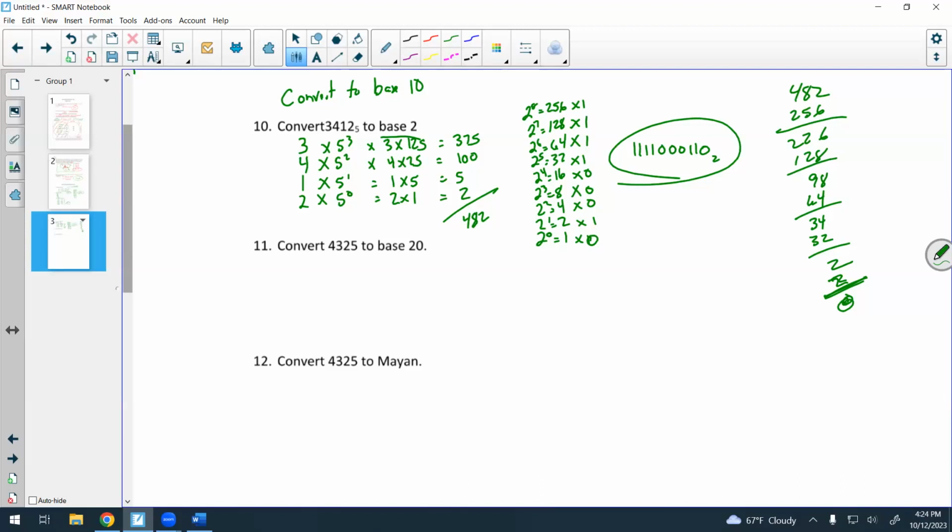Okay, so back to this. I'm converting to base 20. So again, 20 to the 0, 20 to the first is 20. 20 to the second is 400. 20 to the third would be 8,000, so we don't need that. So we have 4,325. How many times does 400 go into 4,325? And that's 4,000. Leaves me 325. How many times does 20 go into 325?